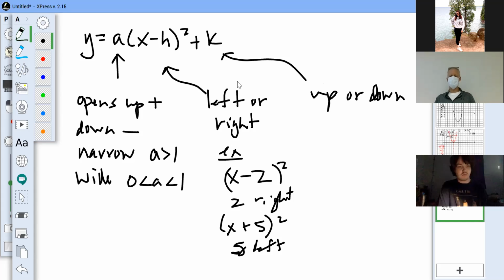And it is what it is. When k is positive, it goes up. When k is negative, it goes down. So that behaves exactly like it's supposed to. Okay, so positive, negative.